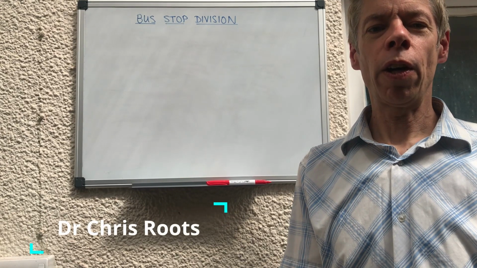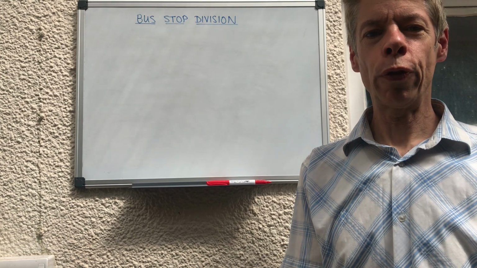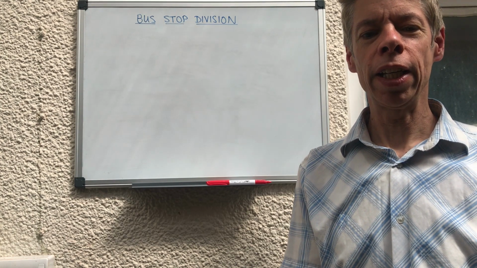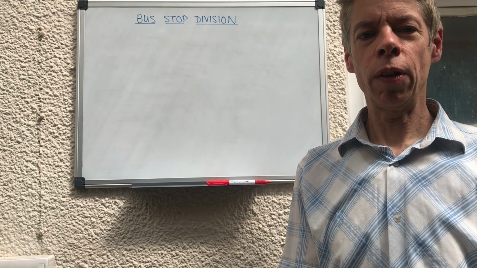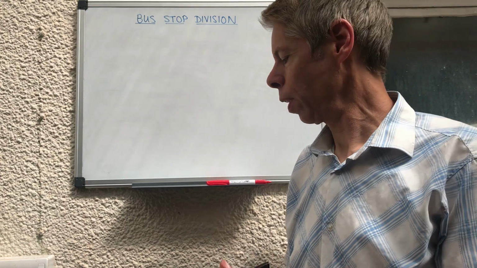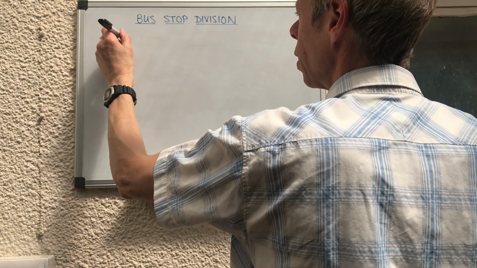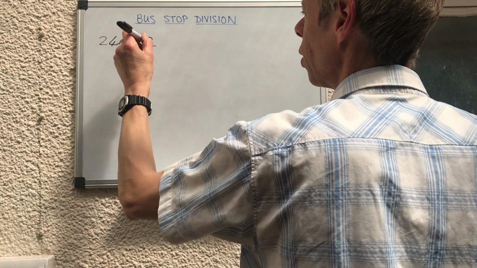Hello everyone, in this video I'm going to be talking to you about bus stop division. It's going to be a quick tour through bus stop division because we've already got a series of videos in our bus stop division playlist. So let's go. Okay then, so first of all, simple sum: 246 divided by 2.